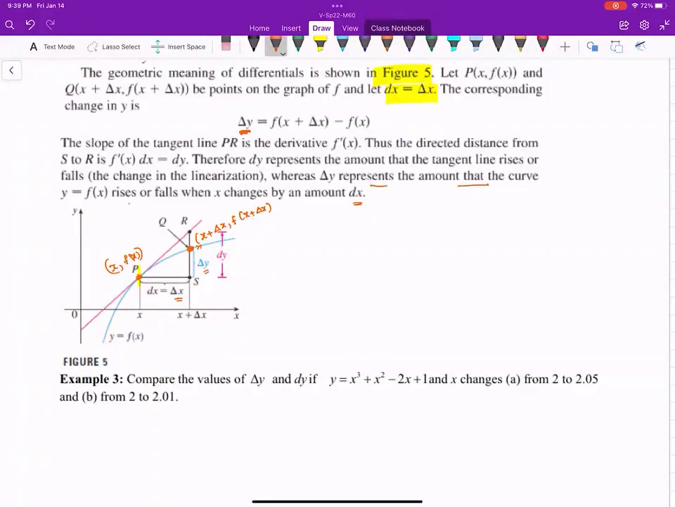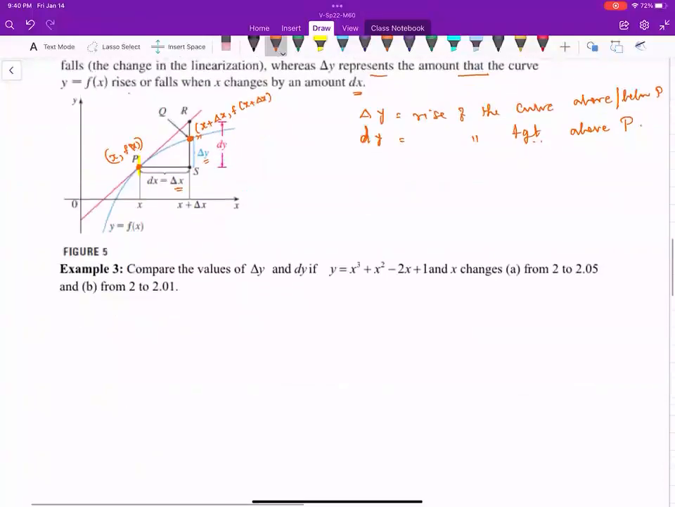But what is this dy, the differential dy? dy is the distance, the difference between S and R, or the rise of the tangent line from P. So delta y is the rise of the curve above or below P, and dy is the rise of the tangent above the point P. Okay, so there is a minor difference between delta y and dy. dy, as shown in the figure, is the distance from R to S. What is delta y? The distance from Q to S.